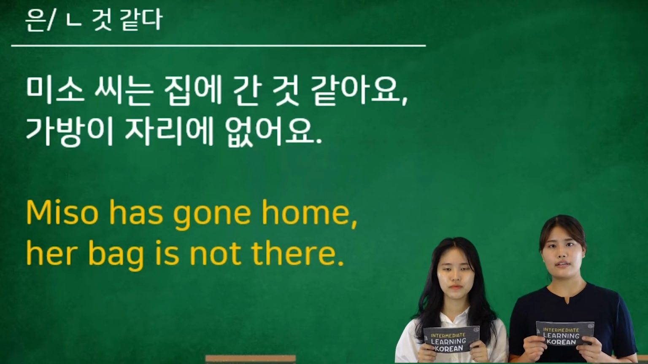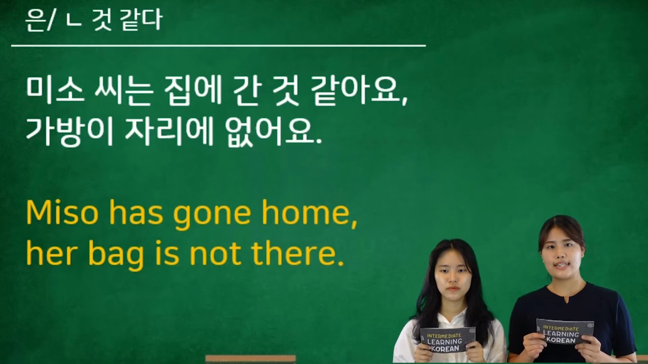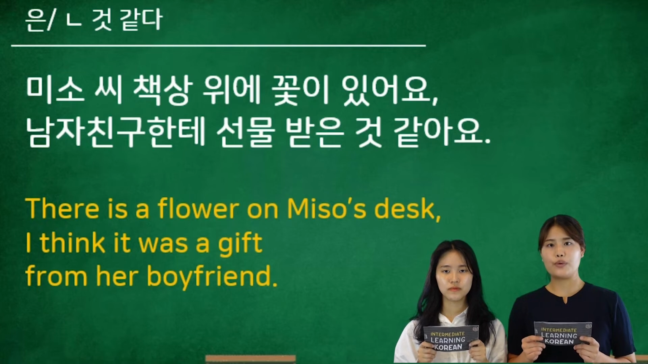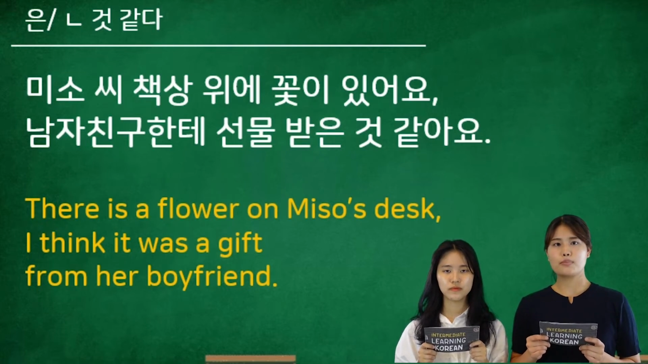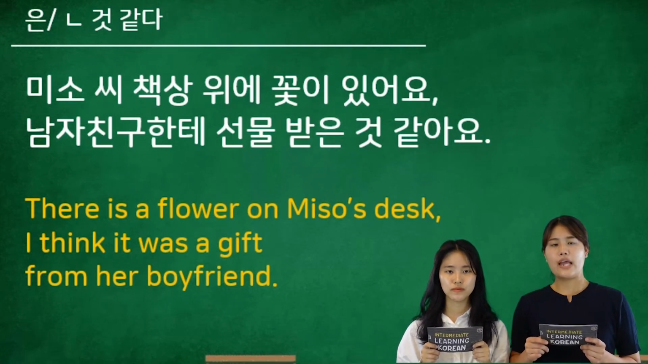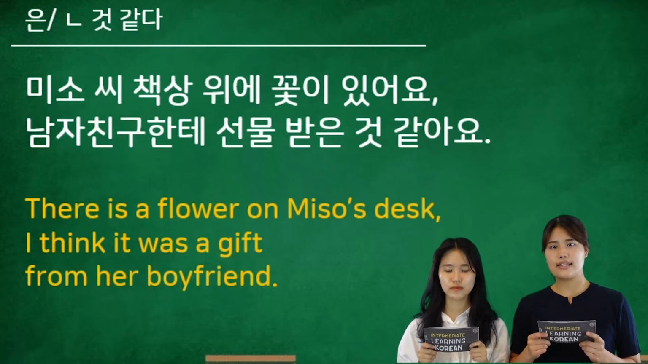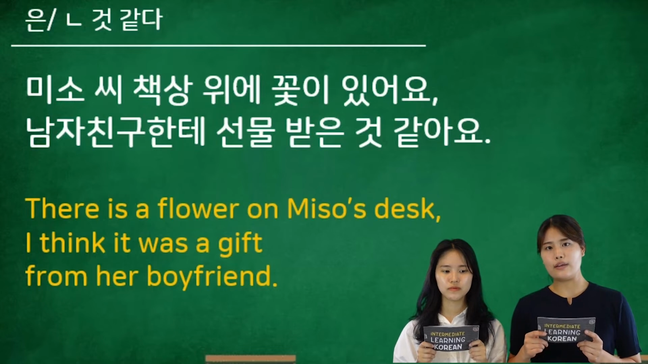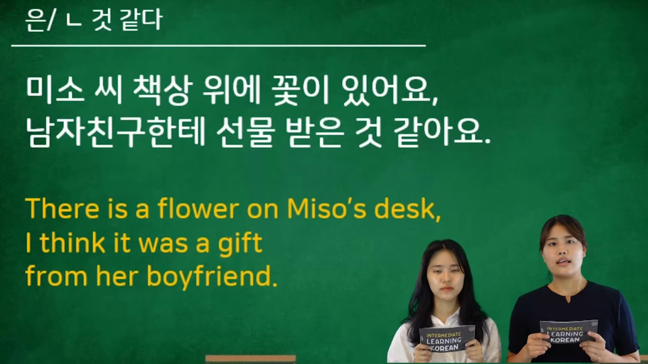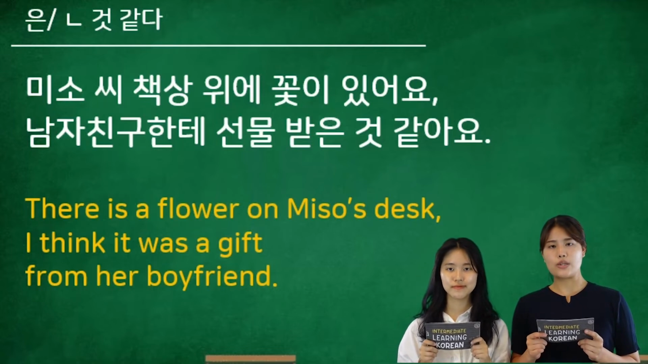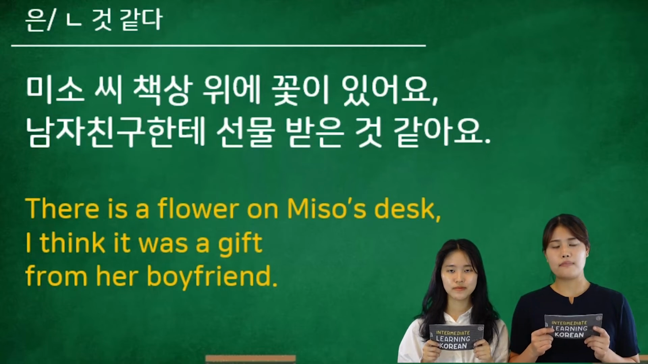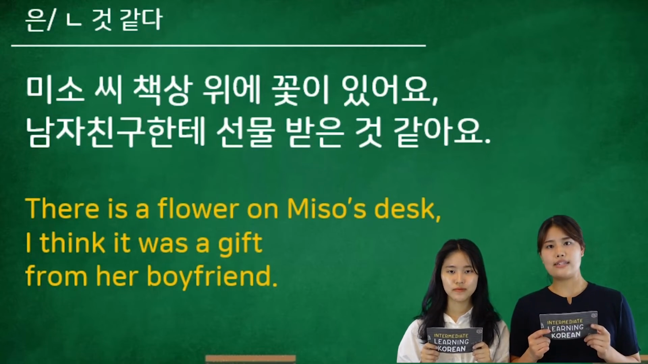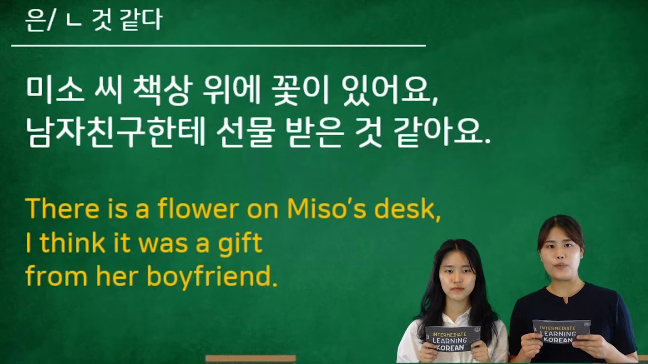Let's look at another example. 미소 씨 책상 위에 꽃이 있어요. 남자친구한테 선물 받은 것 같아요. The meaning of this sentence is there is a flower on 미소's desk. I think it was a gift from her boyfriend. Here, 책상 위에 꽃이 있어요 is the basis, and based on this fact, we guess and say 받은 것 같아요.